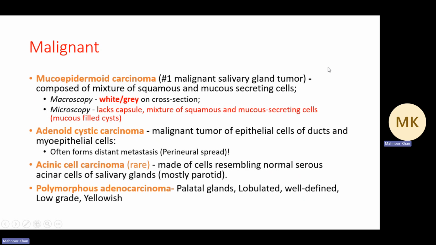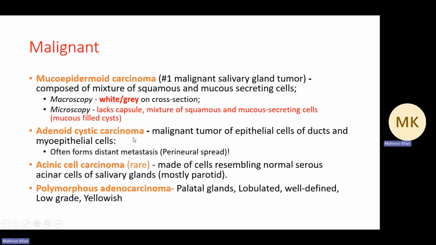Talk about the malignant tumors of the salivary glands. First of all, you need to speak about mucoepidermoid carcinoma, composed of a mixture of squamous and mucus-secreting cells. I think you can get it from the name itself. Its microscopy is very important. I'll show you its picture in the next slide, but for now: white-gray on cross section, it lacks a capsule, a mixture of squamous and mucus-secreting cells, hence mucus-filled cysts. You need to know all of this, that's why I put it in red.